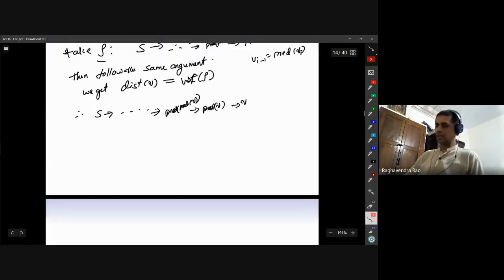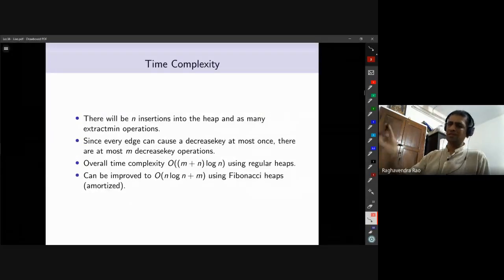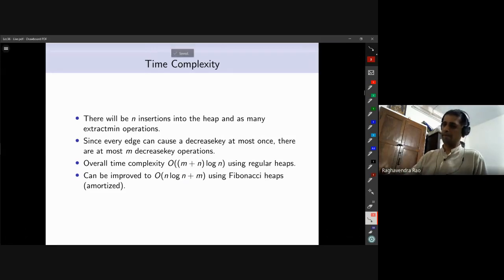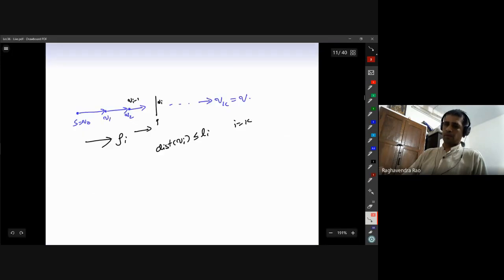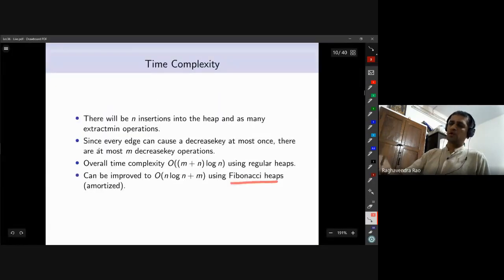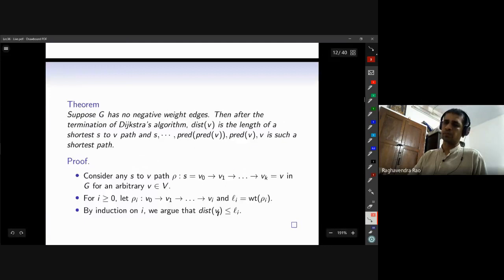So that's all about Dijkstra. One thing to remember is the complexity of Dijkstra's algorithm. We'll just take it as m log n, or, if you're happy with the amortized analysis, you can take it as n log n plus m. The only thing is the implementation is slightly more complicated than regular heaps, and the analysis is amortized. But it's okay, because we are assuming m and n to be large, so that's no issue.